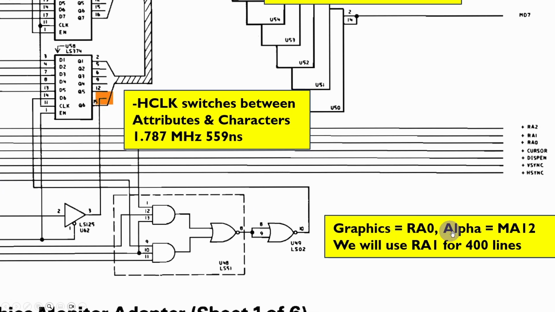Now in fact, because we want to double scan our lines from 200 up to 400, we're not going to be using RA0, we're going to be using RA1. So effectively by ignoring RA0, then we get the same line twice.